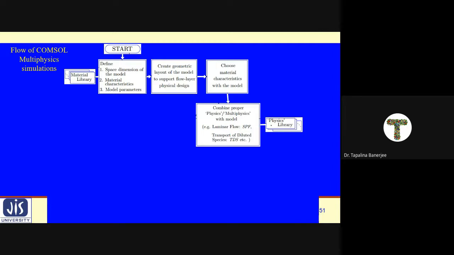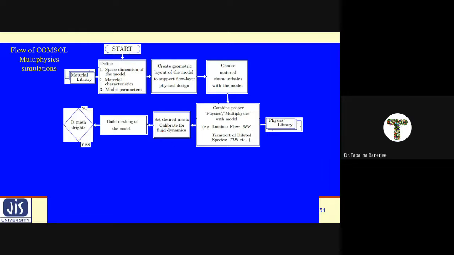So it is possible with the help of the physics library. Next, we need to make the meshing properly, and this helps us to calibrate the proper fluid dynamics. After successful meshing, if the meshing is not successful, then we need to reset it once again. Otherwise, we can proceed to the boundary setup, combining input loads, output conditions, etc.